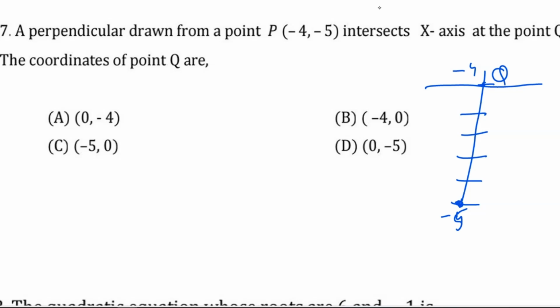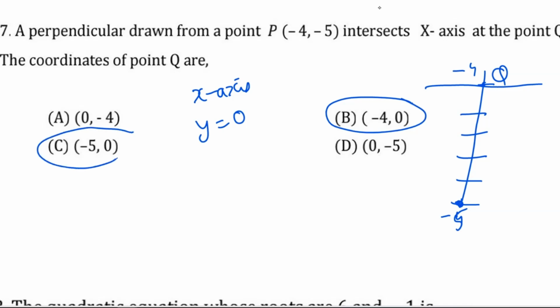Whenever it is a coordinate of Q, that is on the x-axis. If the point lies on the x-axis, then the y coordinate will become 0. So my y coordinate will be 0. So we have two options, that is minus 5 comma 0 and minus 4 comma 0.